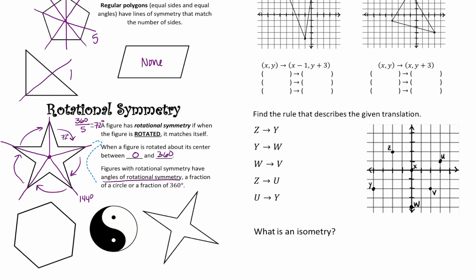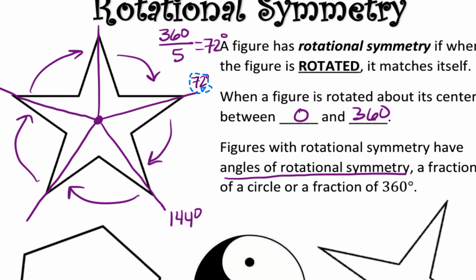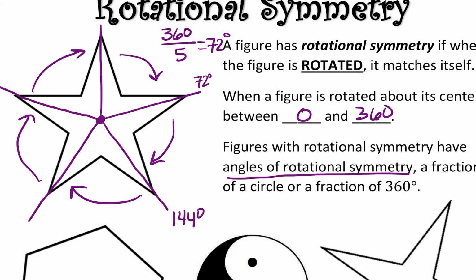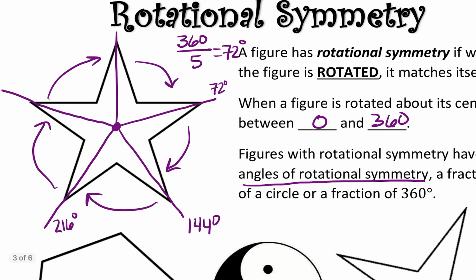Another 72 would put us at 216. Let me check to make sure. Yes, 216. And then another 72 would put us at 288. And then another 72, so plus 72, would put us back at 360.